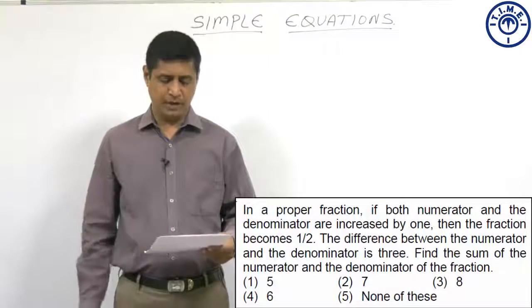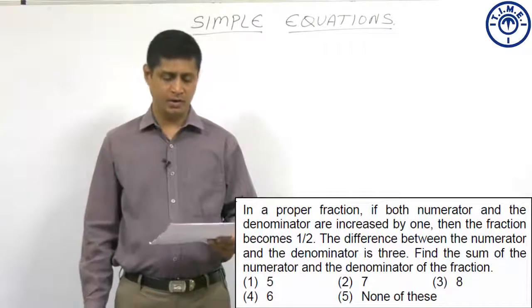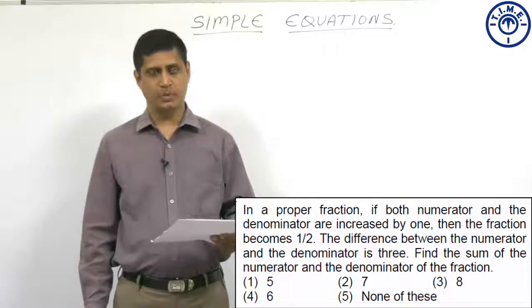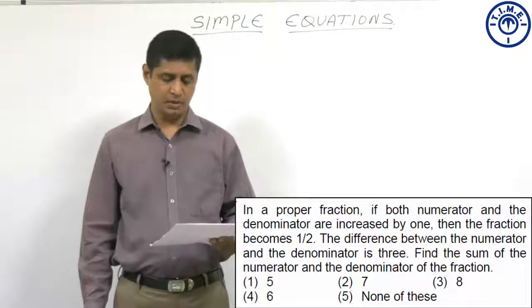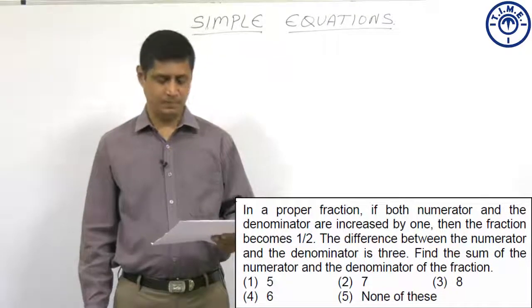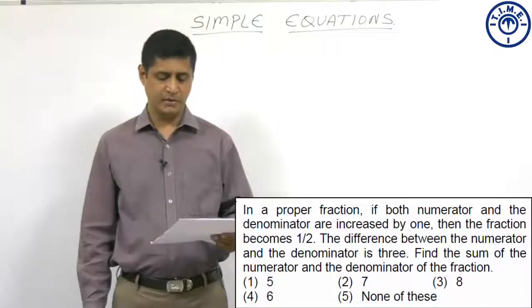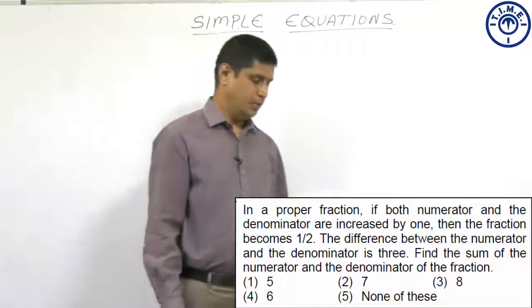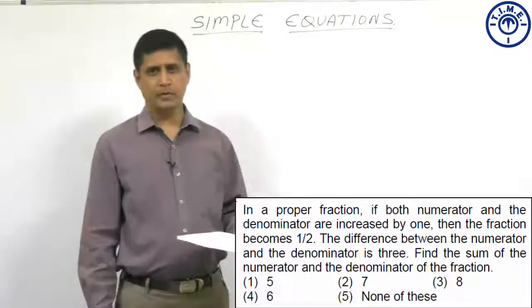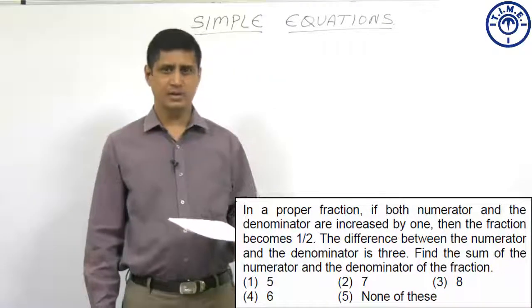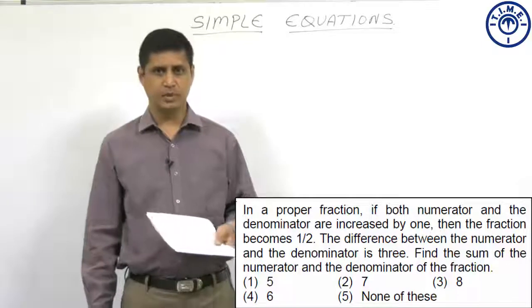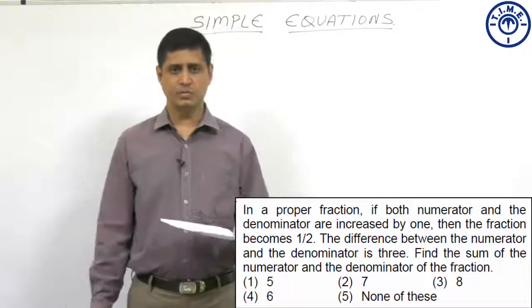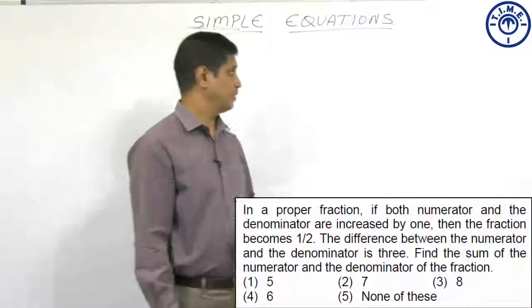In a proper fraction, if both the numerator and denominator are increased by 1, then the fraction becomes 1 by 2. The difference between the numerator and denominator is 3. Find the sum of the numerator and the denominator of the fraction. In a proper fraction means the numerator value is less than its denominator value. Improper fraction means numerator is more than its denominator value.